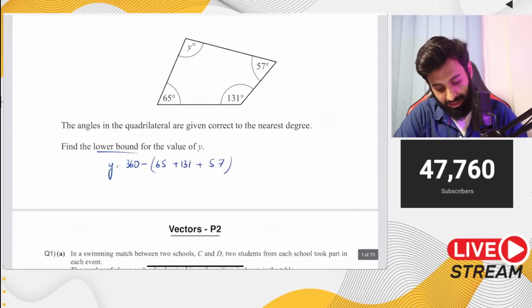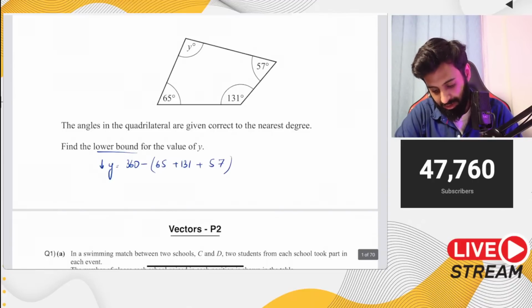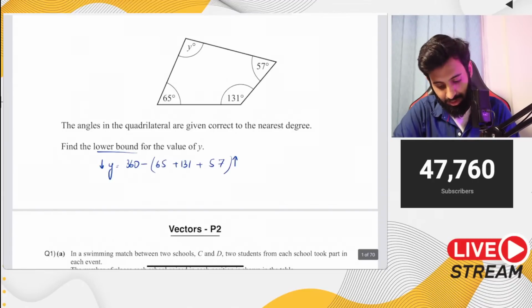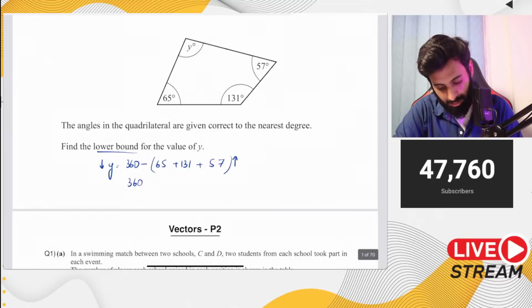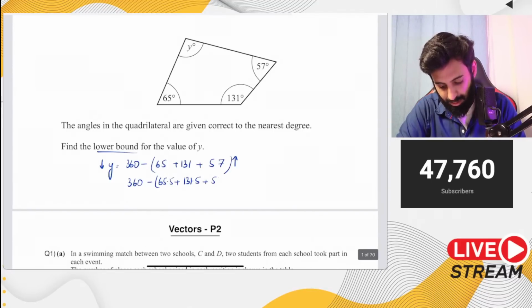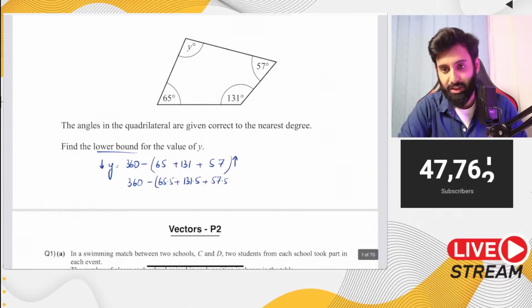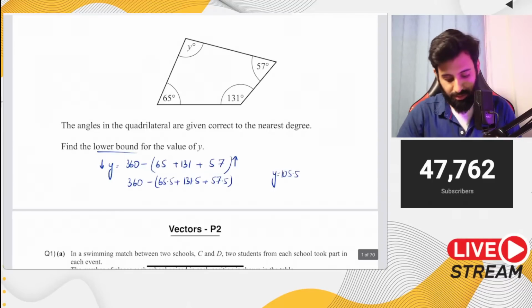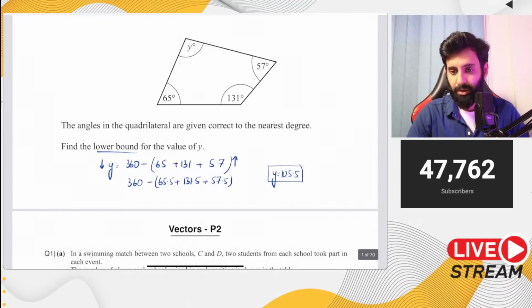The question says that you need to find the lower bound, so all the angles that you're going to subtract, you're going to take the upper bound of. So you'll do 360 minus the upper bound of 65, which is 65.5, then the upper bound of 131, which is 131.5, then the upper bound of 57, which is 57.5. And then if you do this correctly, you get 105.5 as the answer. So this is what we're going to do.